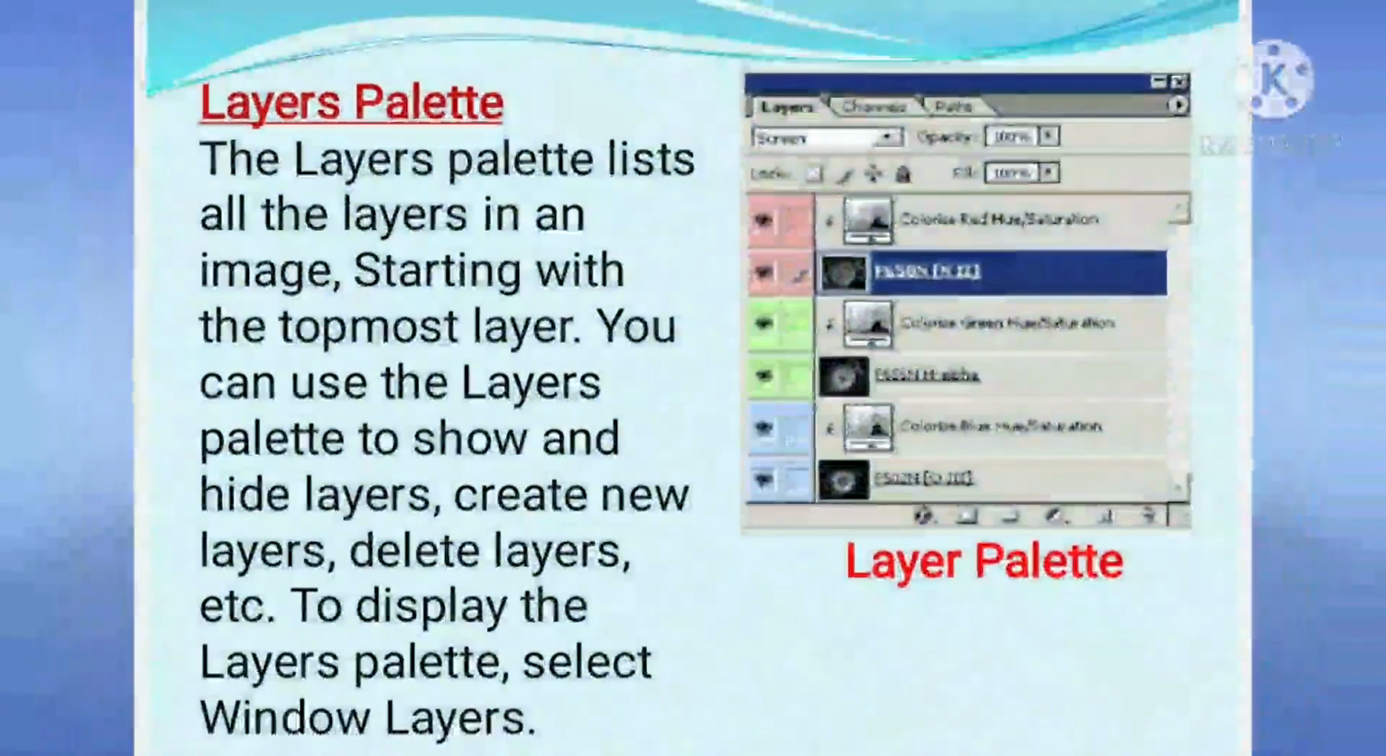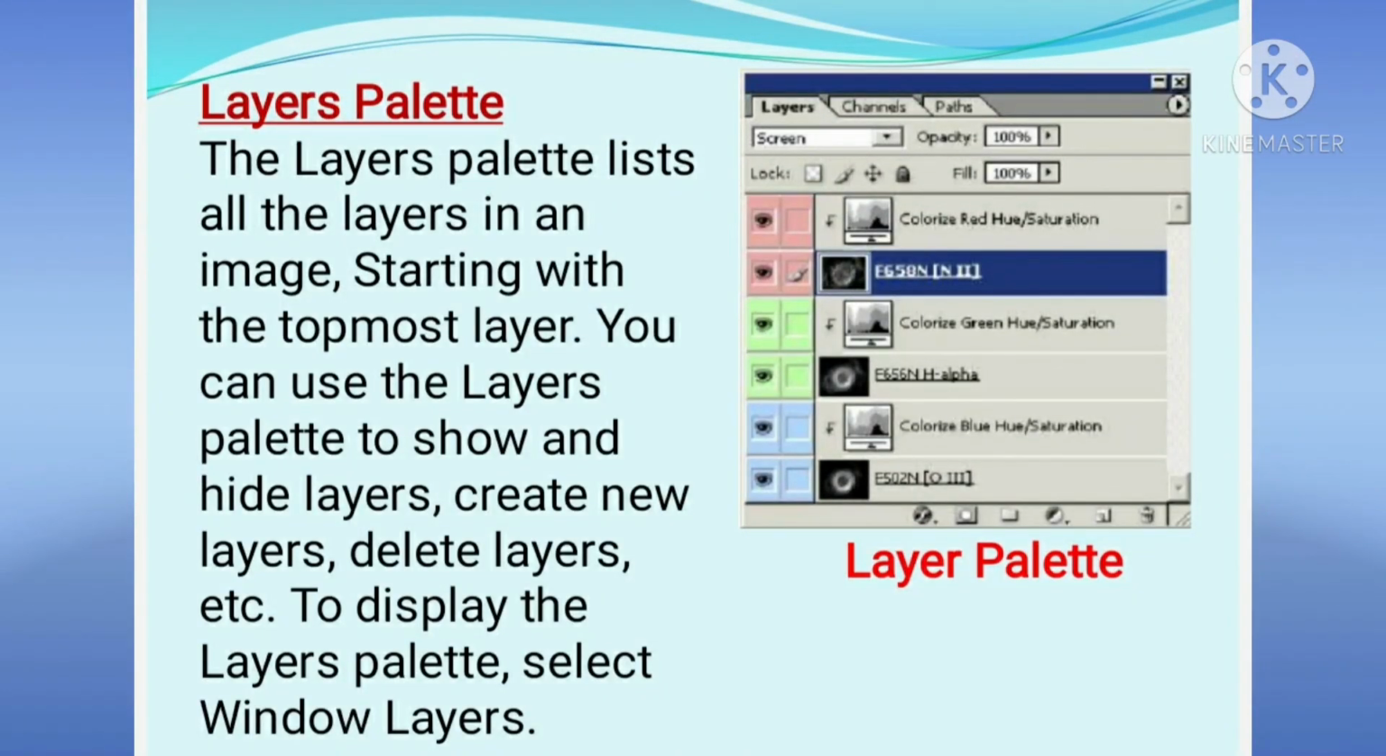Let's learn about the layer palette. It lists all the layers in an image, starting with the topmost layer. You can use the layer palette to show and hide the layers, create new layers, delete layers, etc. To display the layers palette, select Window, Layers. On the right hand side of the image, you can see the layer palette.